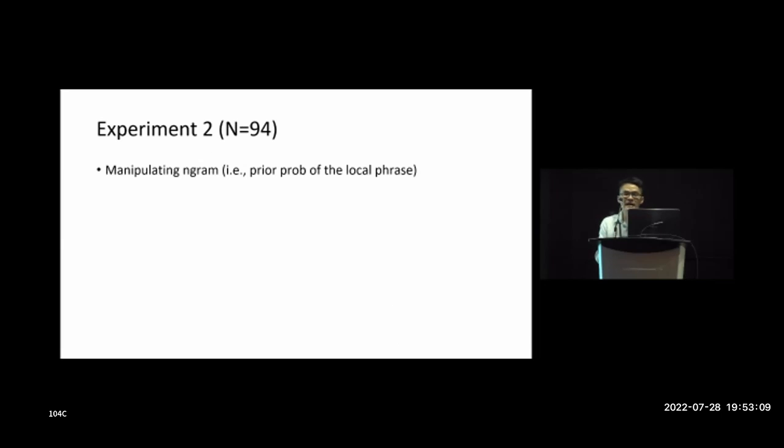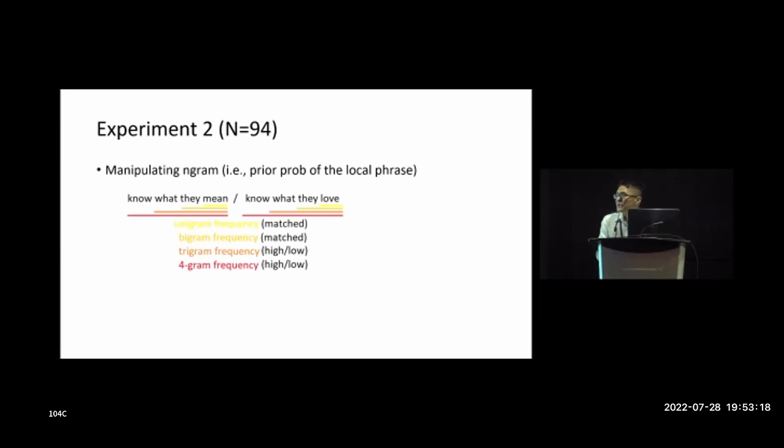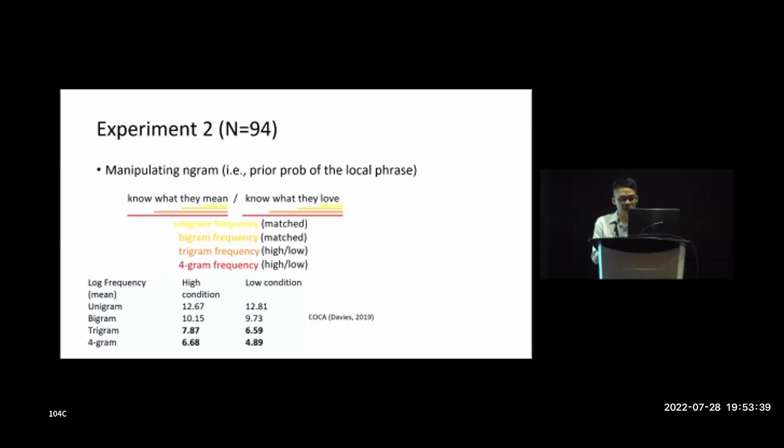Given the preliminary evidence in experiment 2, we experimentally manipulate the local n-gram frequency to operationalize prior probability. For each item, we had a pair of strings of words differing in only their last word. We carefully selected the pairs such that the group level unigram and bigram frequency were matched between the two groups, while the group level trigram and fourgram frequency differ. Again, the frequency stats were from the COCA corpus, which is a 1 billion word linguistic corpus.